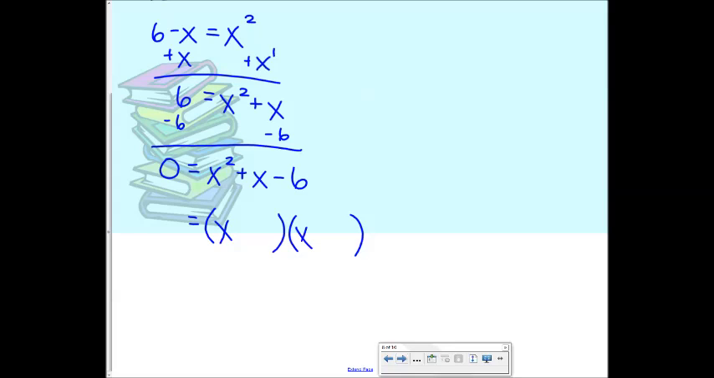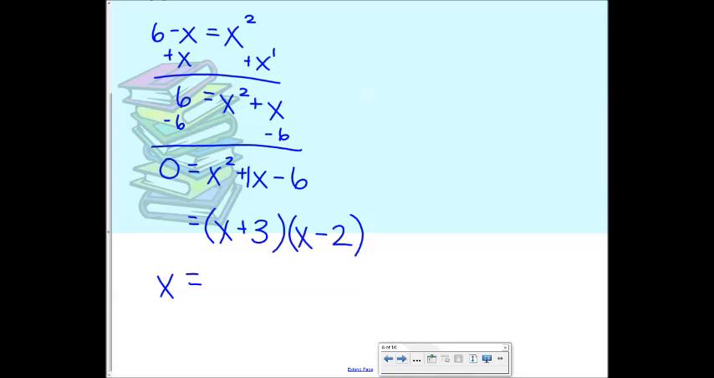Okay, so what multiplies to 6 that adds to 1? 3 and negative 2. Good. So plus 3, negative 2, because that gives me a negative 6, and then positive 3 minus 2 gives me 1. Okay, so then what are my actual answers? 3 and 3. Would it be positive 3? It would not be positive 3. Negative 3 and positive 2. All right, negative 3 or 2.